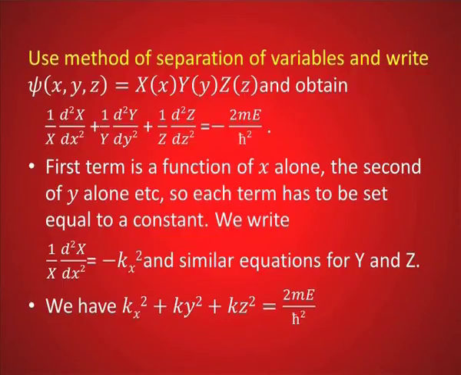It is a simple matter to show that the first term depends on x alone, second on y alone and so on. Then the capital X should satisfy a certain differential equation, which is given by 1 over capital X d2 dx2 of capital X is equal to minus kx square, and similar for y and z. Moreover, the sum of kx square, ky square, kz square is given by 2 m E by h bar square.